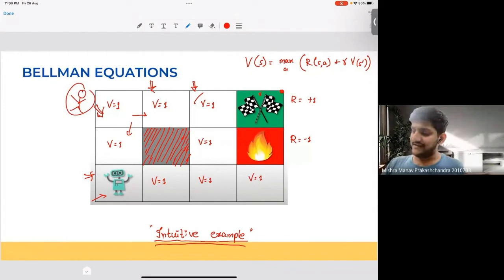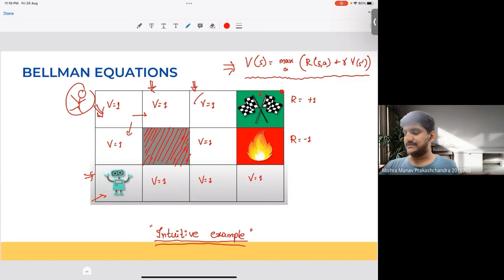Very roughly, the Bellman equation is written like this. I know there can be some notational differences between what the professor used and what I wrote in the previous slide, but this is the basic crux of the Bellman equation, just giving you an intuitive idea of what this is all about.